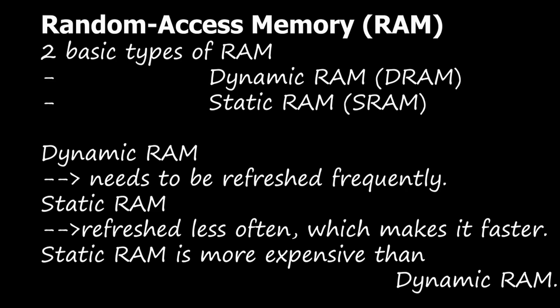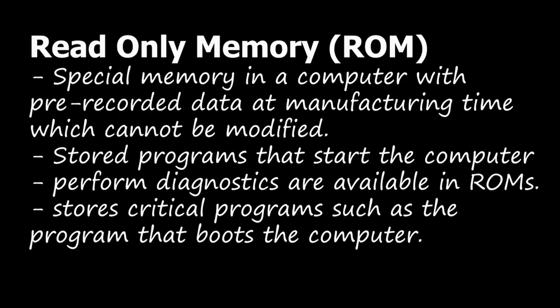Next we'll see about ROM. ROM is read only memory. Read only memory is a special memory in a computer which holds pre-recorded data from manufacturing time, which cannot be modified. Read only memory means we can just read it. We cannot change anything in it. When the computer or the CPU is designed, some coding is saved there that we can just see. We cannot change anything in it.